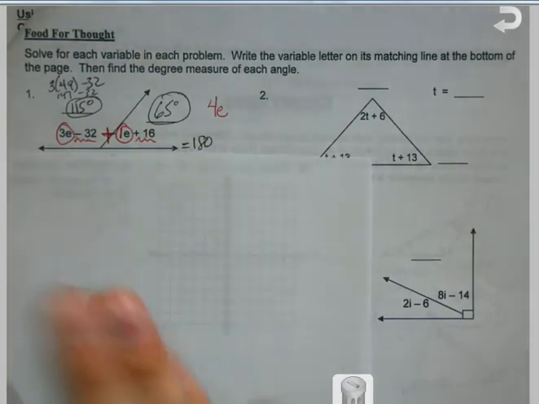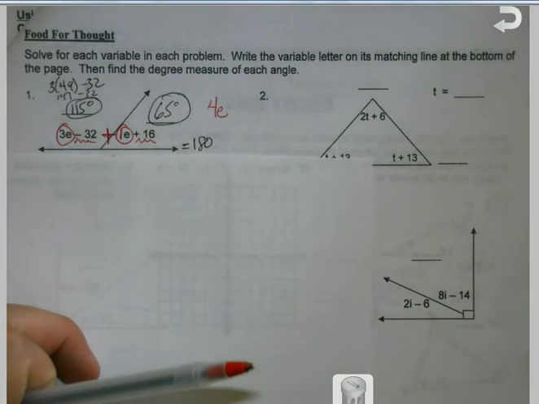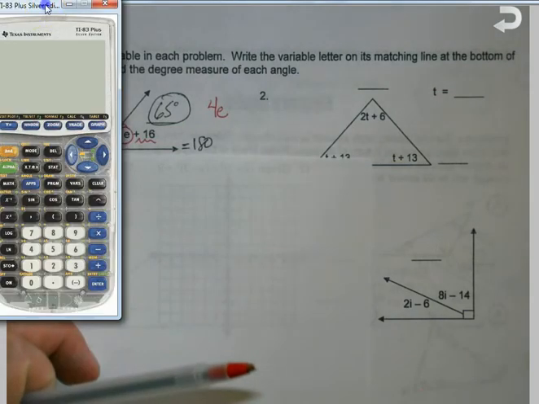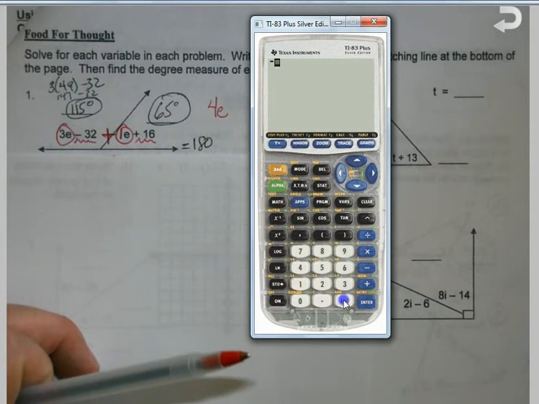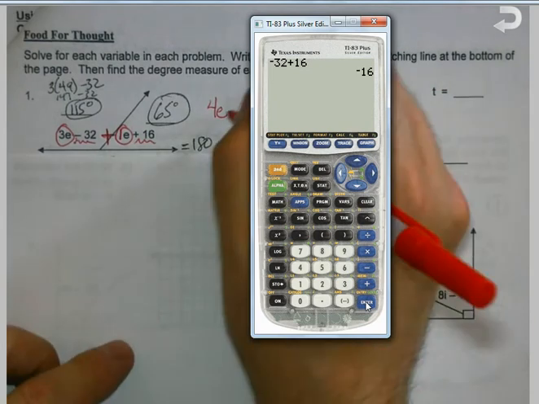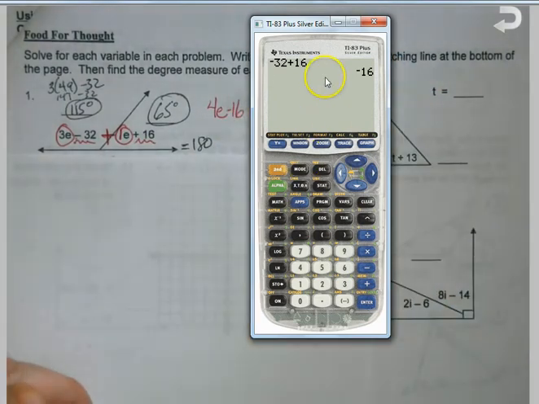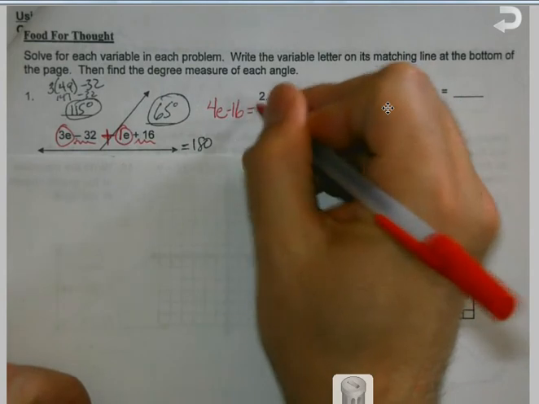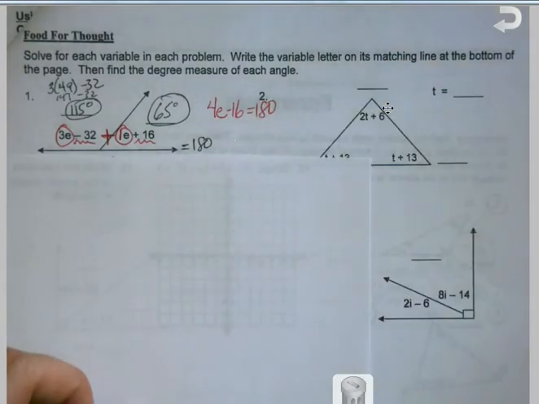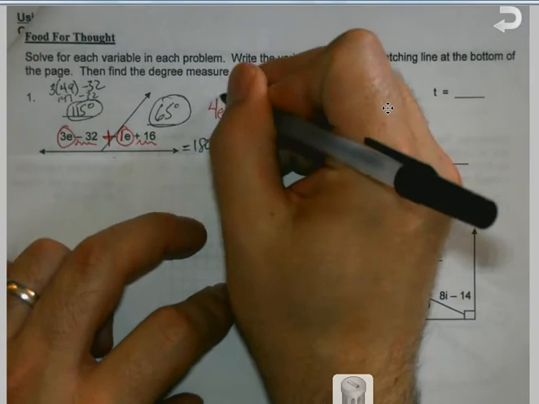So again, here, if the whole adding and subtracting positives and negatives isn't your strength, okay, well, let the calculator help us out. Shoot, might as well use the tools that are available. So negative 32 plus 16. Okay? Whoa. So minus 16. You know, get the calculator out of the way. Equals 180.